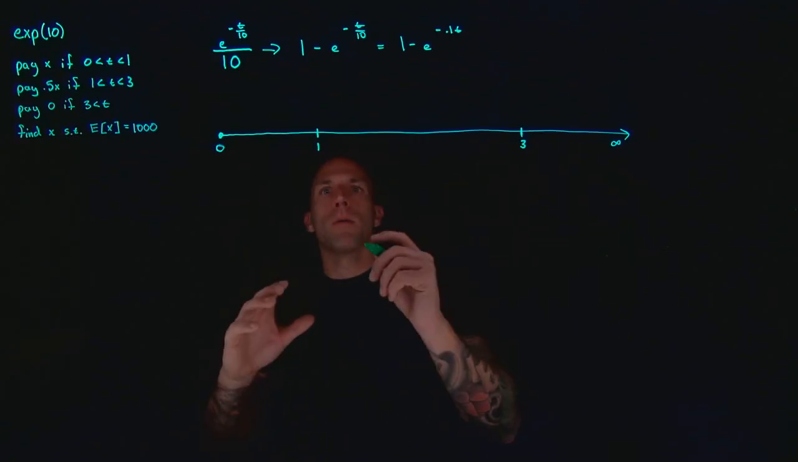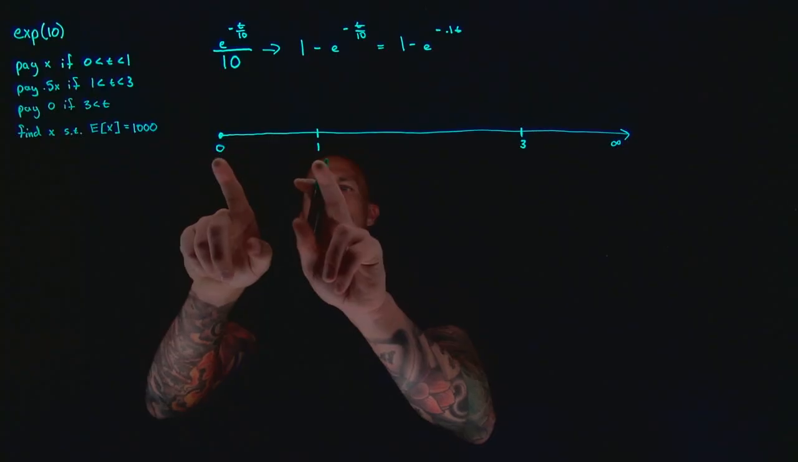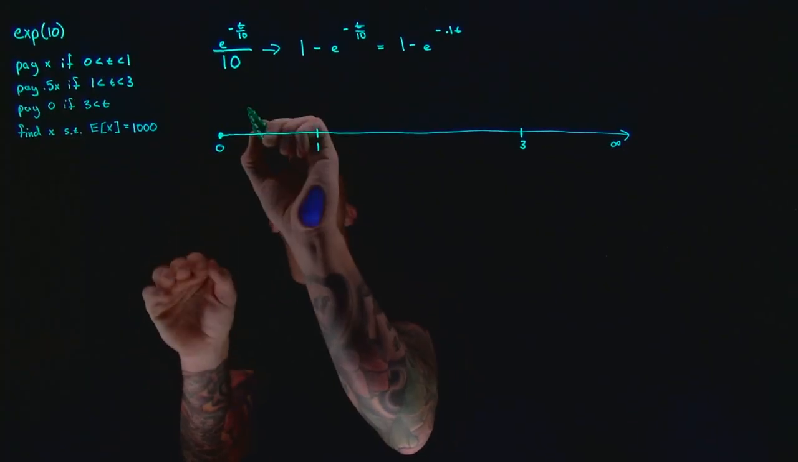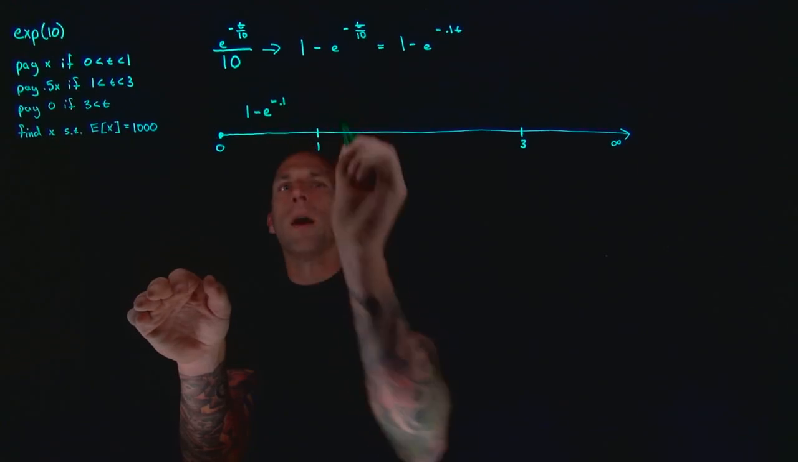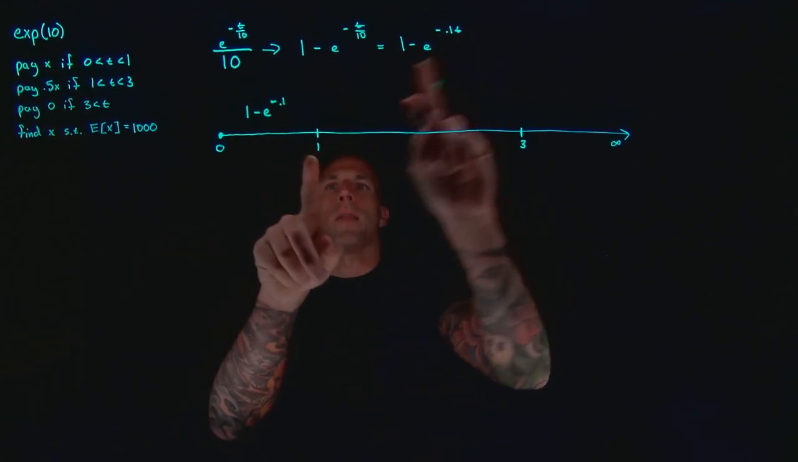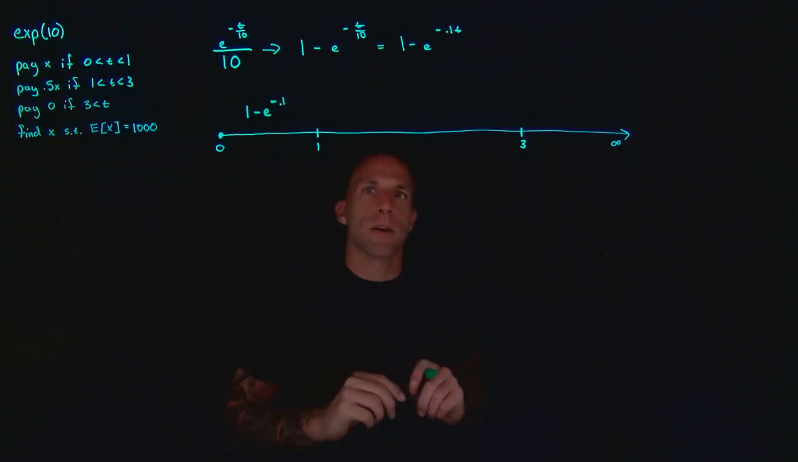So the probability of failure between the beginning of time and year 1 is 1 minus e to the negative 0.1, right? We just plug in the 1 right there, and that falls out quite nicely.